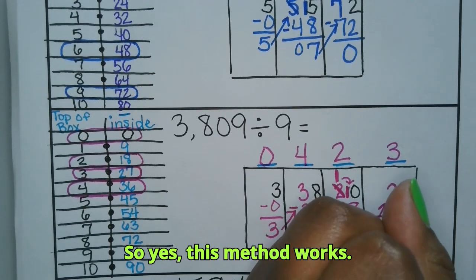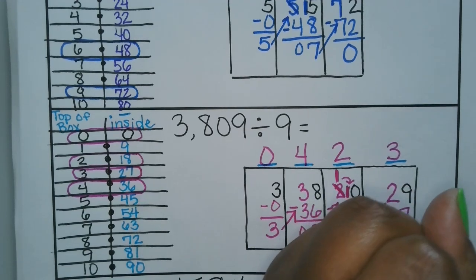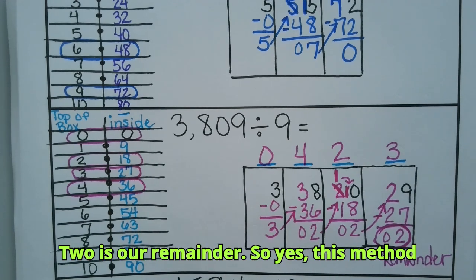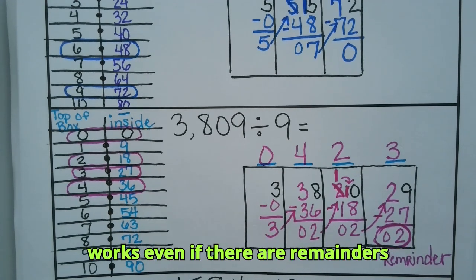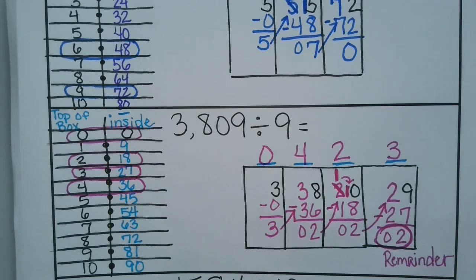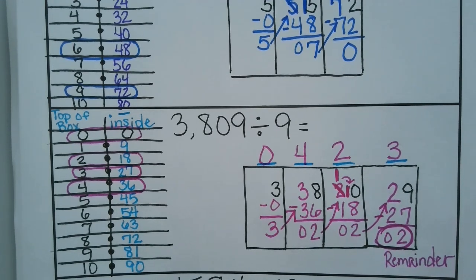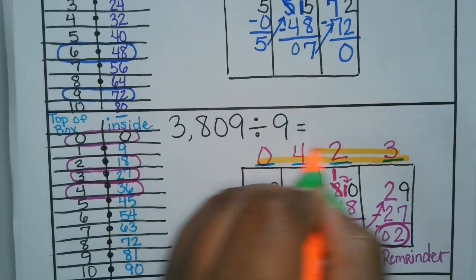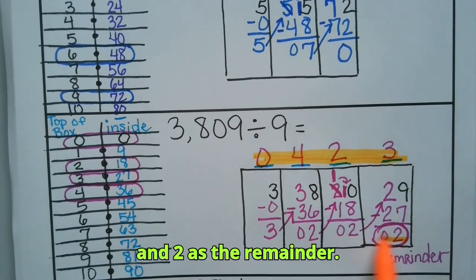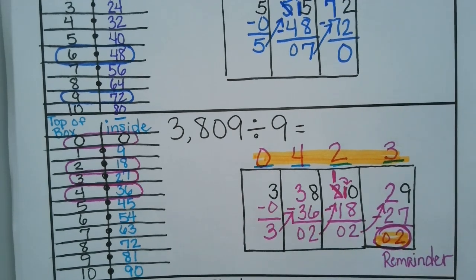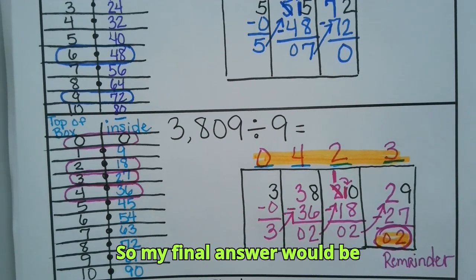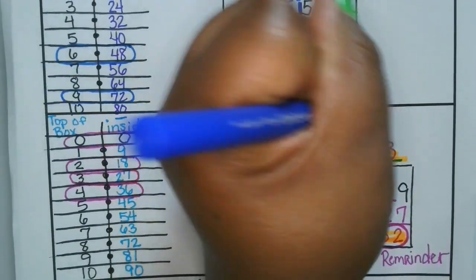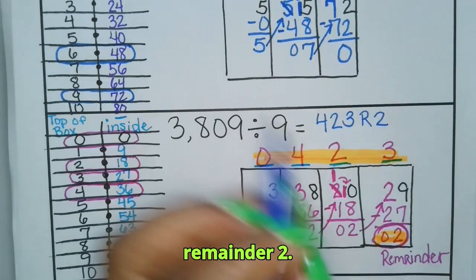So yes, this method works. Two is our remainder. So yes, this method works even if there are remainders involved. I still have my quotient here of 423 and 2 as the remainder. So my final answer would be 423 remainder 2.